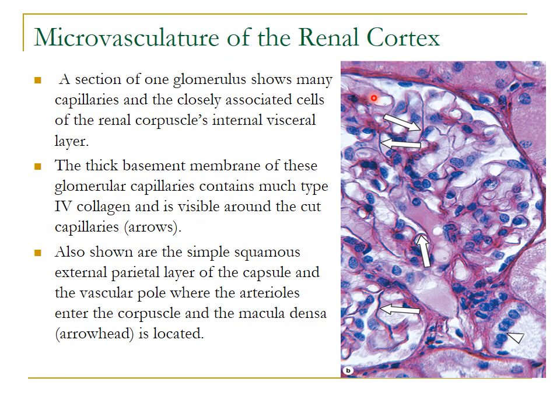So this is a photomicrograph showing you the glomerulus with special stains, and you can see the closely associated cells of the visceral layer here. This is the thick basement membrane of the glomerular capillaries, and they also contain collagen type 4. Also shown are the simple squamous epithelial cells of the Bowman's capsule, and there is also the vascular pole where the arterioles enter the corpuscle, and the macula densa cells are shown here.